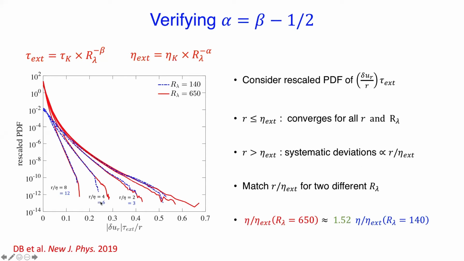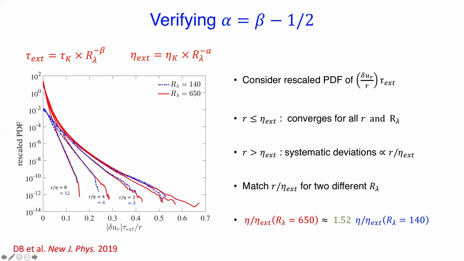So the trick that we can utilize is that we can try to match r over eta x for r greater than eta x for two different Reynolds numbers, and then see if, for eta corresponding to this alpha equal to beta minus half, we get a collapse or not.